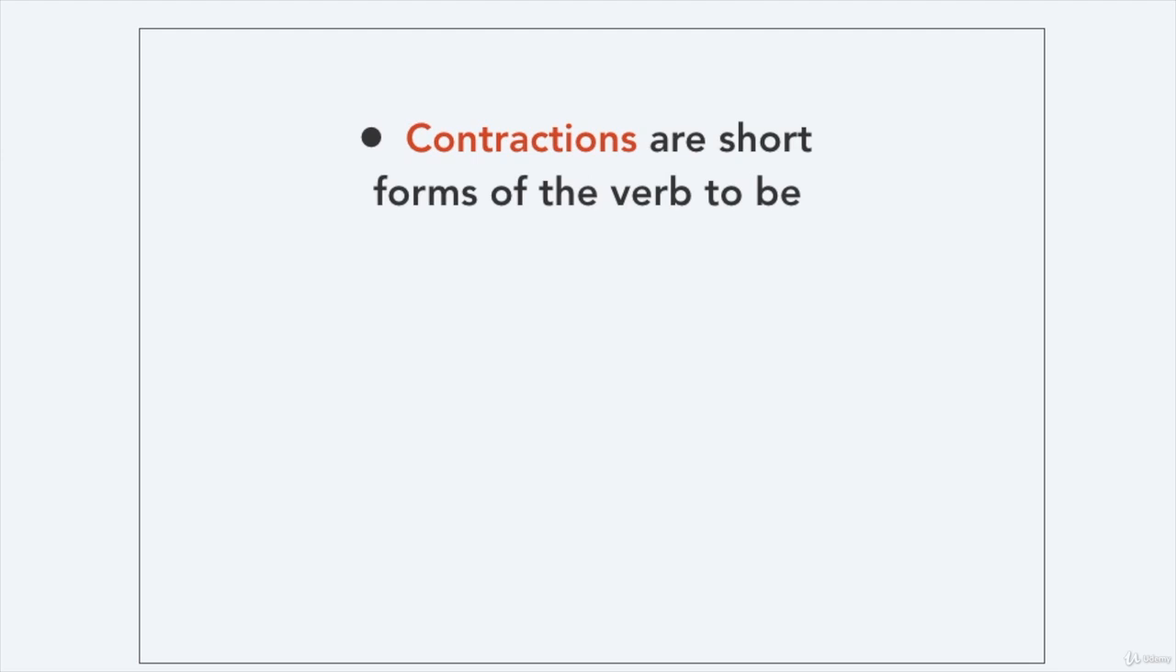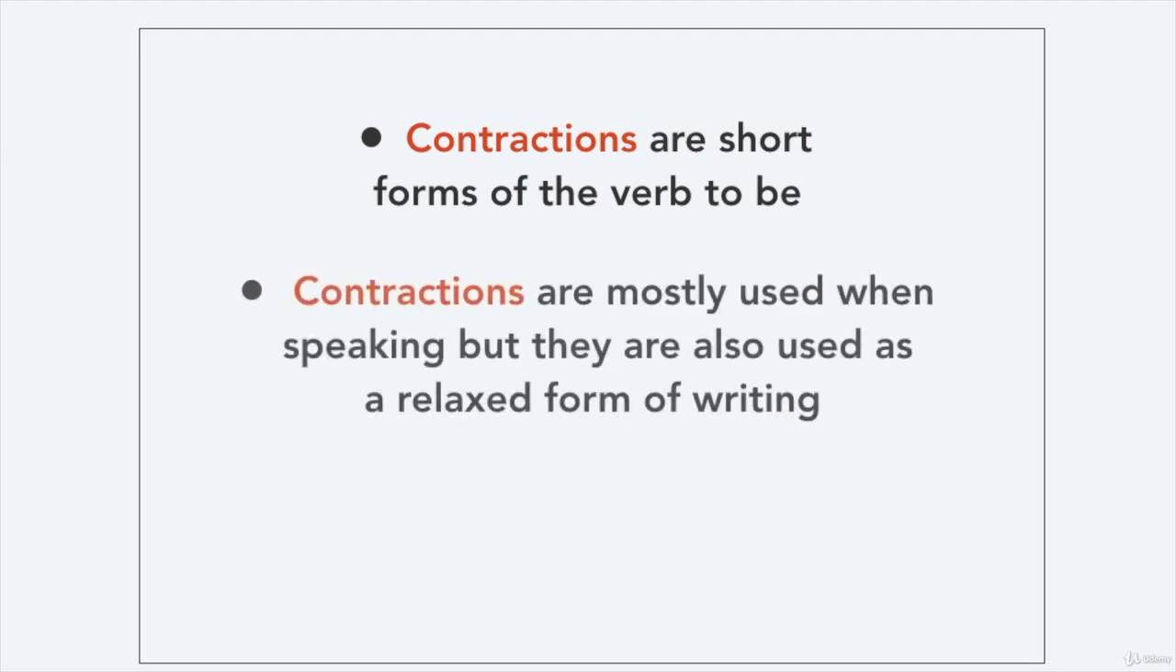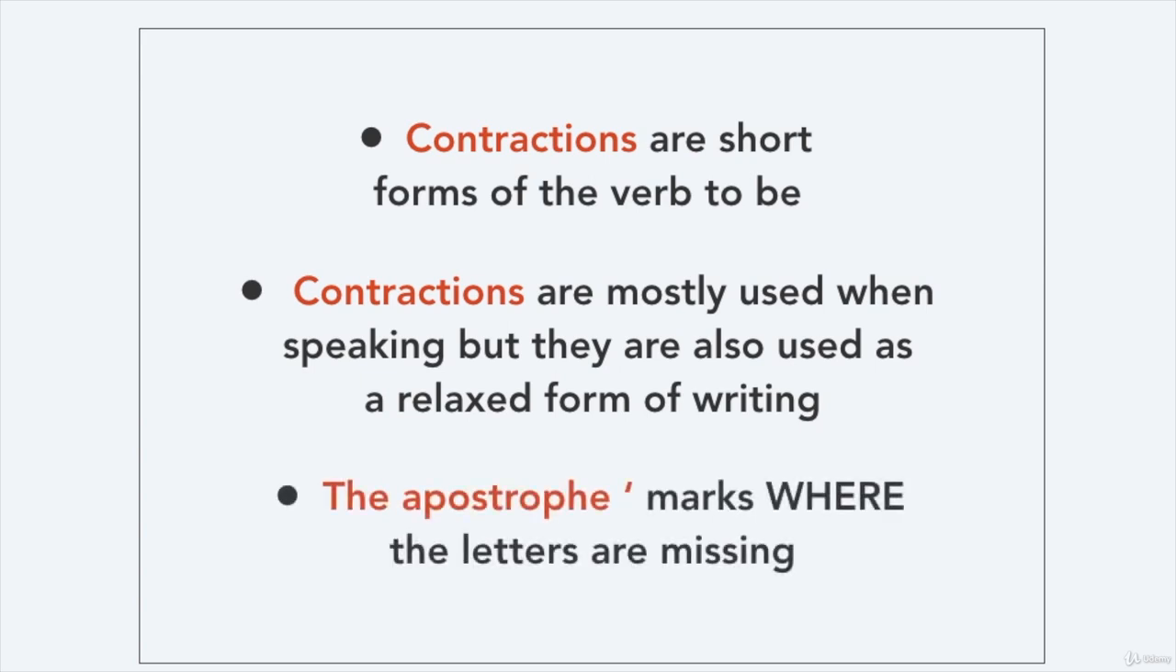Contractions are short forms of the verb to be. Contractions are mostly used when speaking, but they are also used as a relaxed form of writing. The apostrophe marks where the letters are missing. Here's an example of contractions in a text message.